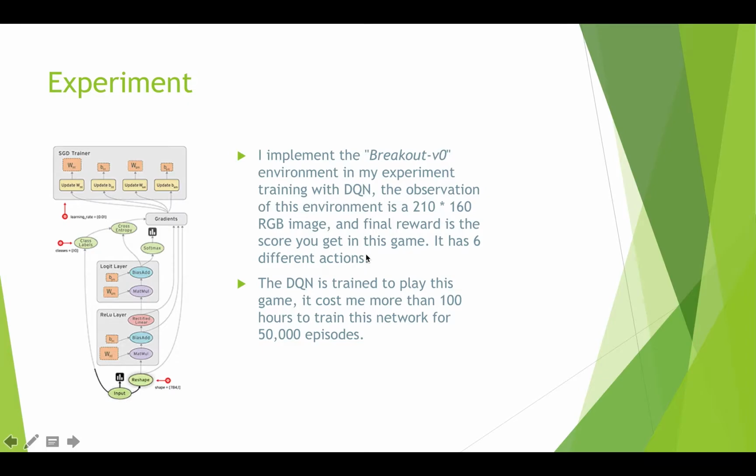So I implemented the Breakout environment in my experiment, training with a deep Q network. The observation of this environment is a 210 by 160 RGB image, and the reward of this environment is the score you get in this game. This environment has 6 different actions. The DQN in my experiment is trained to play this game, and it took me more than 100 hours to train this network for 50,000 episodes, which was a very long time.